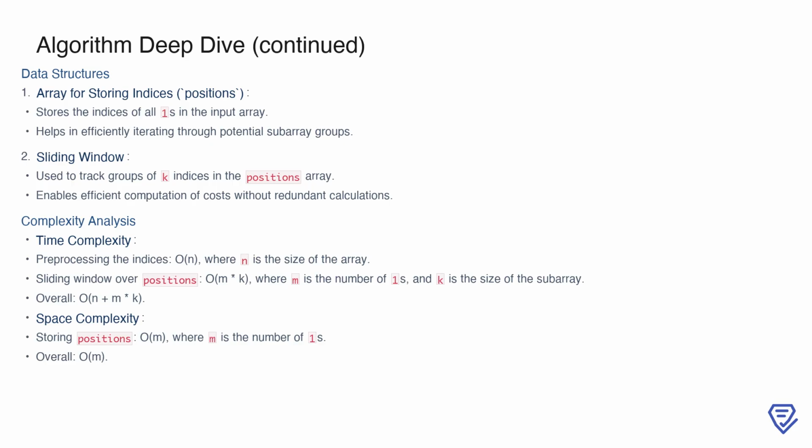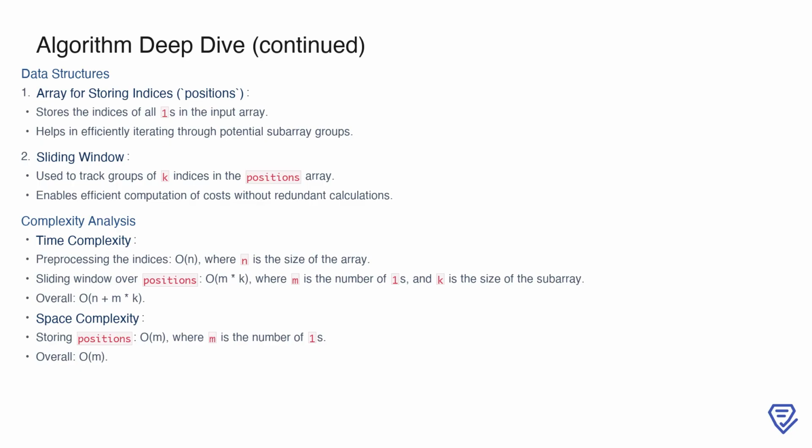First, we use an array called positions to store the indices of all 1s in the input array. This helps us efficiently identify potential subarrays of k 1s. Second, we use a sliding window to iterate over groups of k indices in the positions array. This allows us to calculate the cost of swaps dynamically as the window moves, avoiding redundant computations.